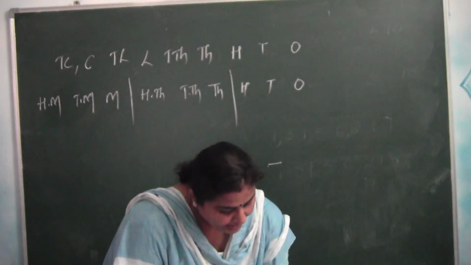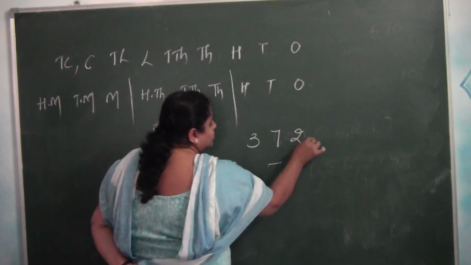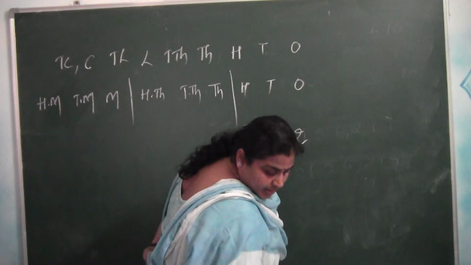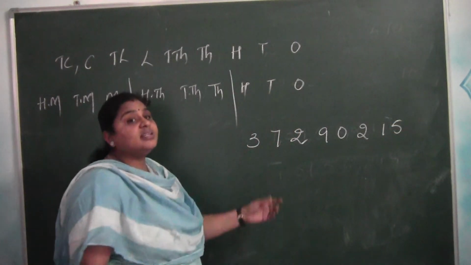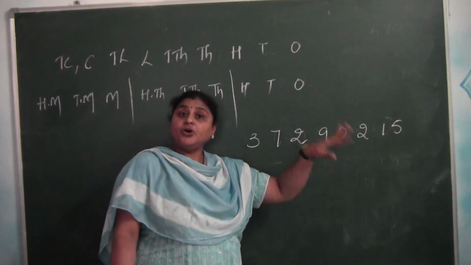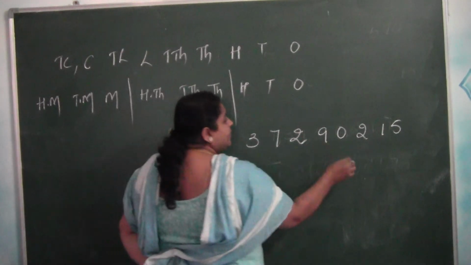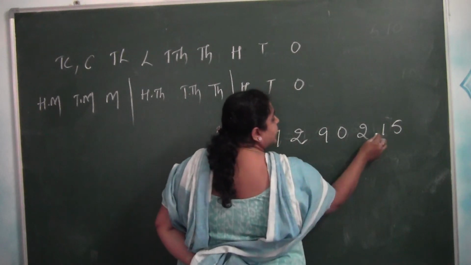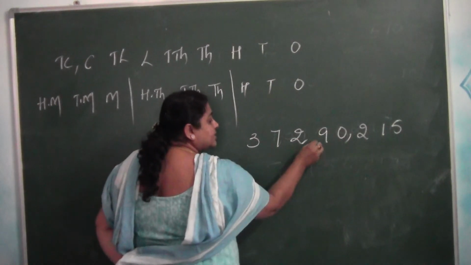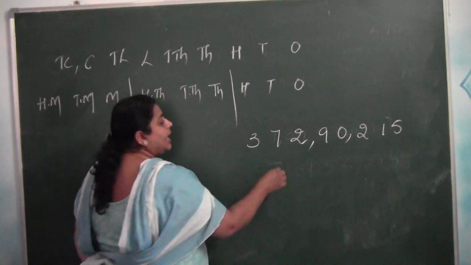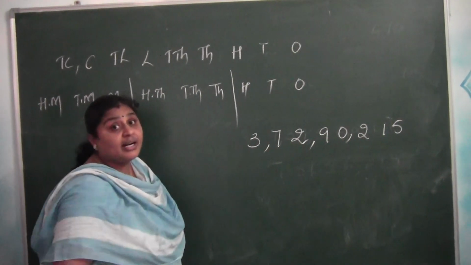Let us take, say, from your exercise only, 3, 7, 2, 9, 0, 2, 1, 5. Now let us write this number using commas in both the Indian as well as the international system so that you will understand. In the Indian system, ones, tens, hundreds are under one period, thousands and 10,000s under another period, and lakhs, 10 lakhs another period. The leftover 3 is under the crores period.